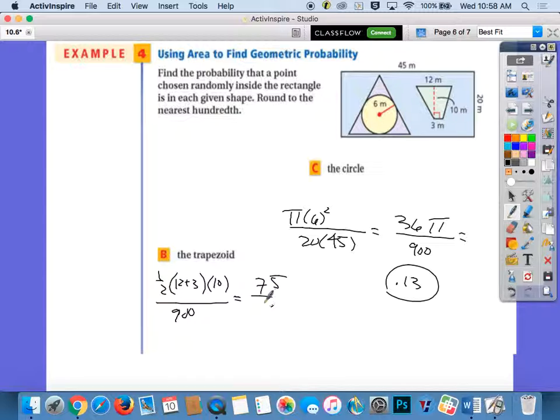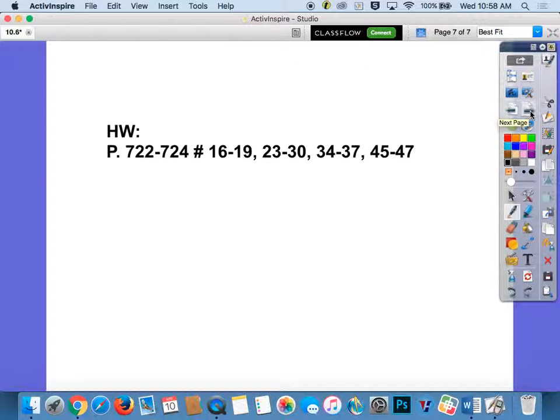And you get 75 over 900, and I'm going to round to the nearest hundredth, so I get 0.08, or 8%. So this is just a selection of the different problems you guys will see. Pretty straightforward, and we'll do our homework in class tomorrow, guys.